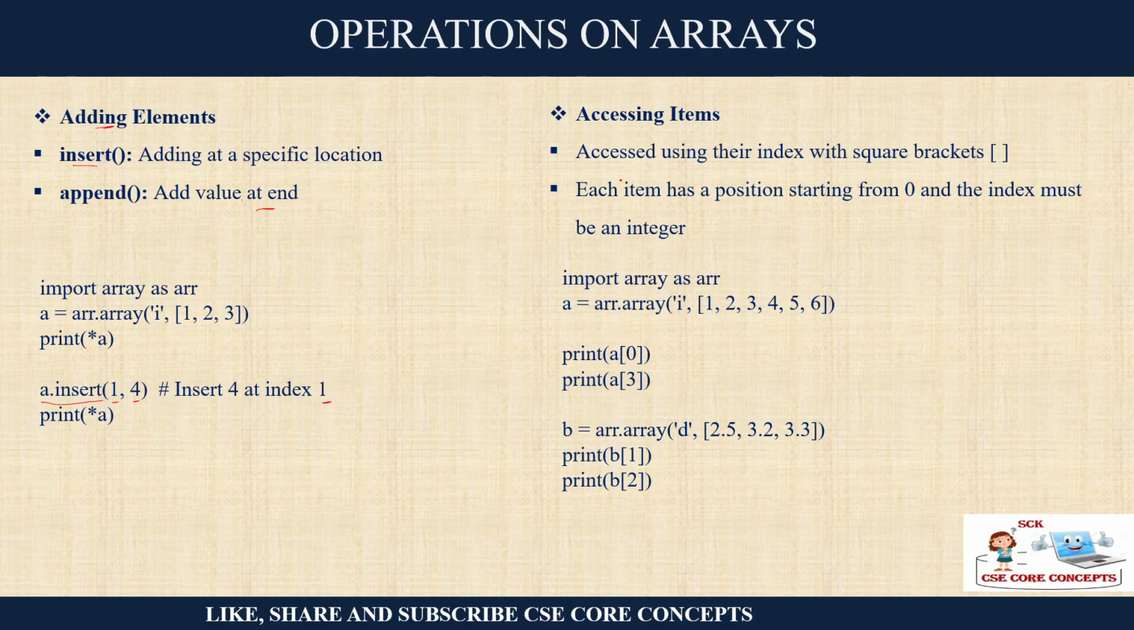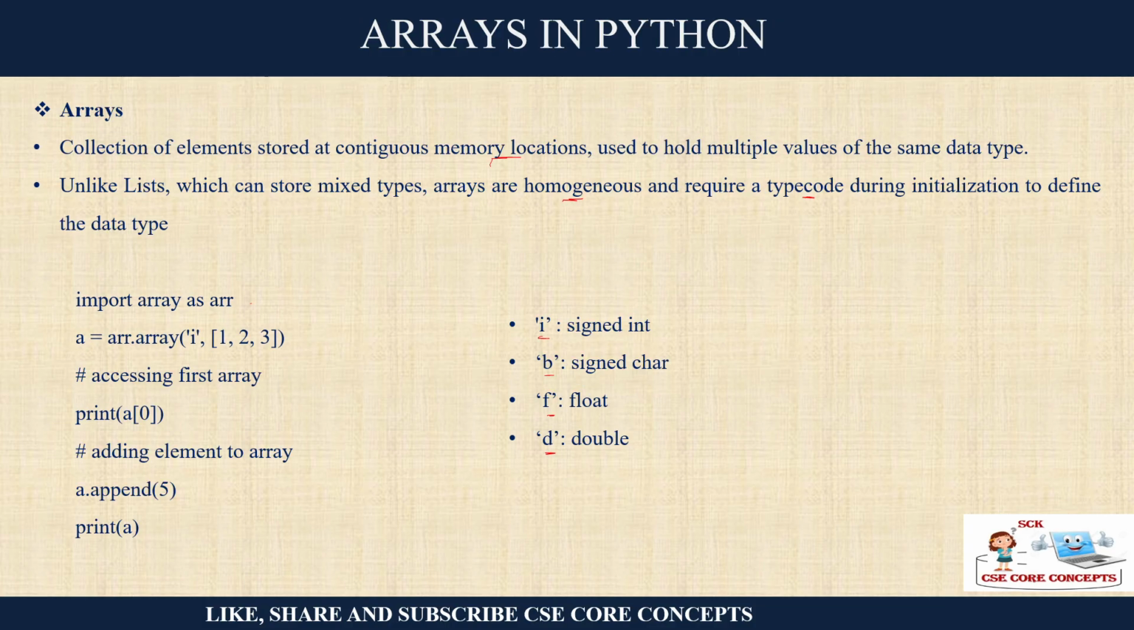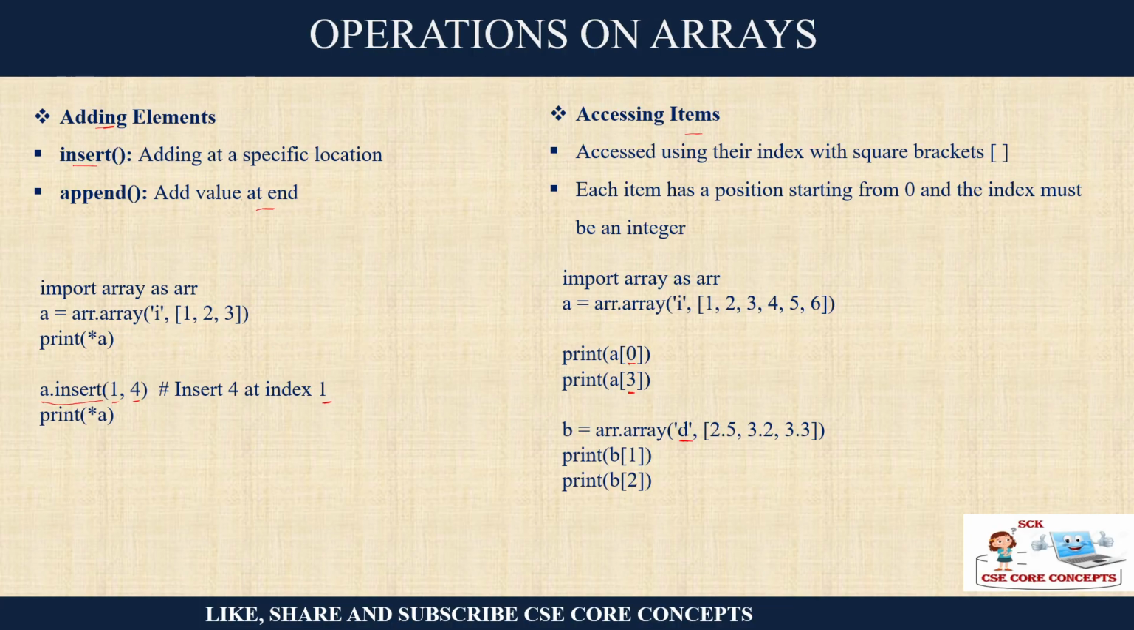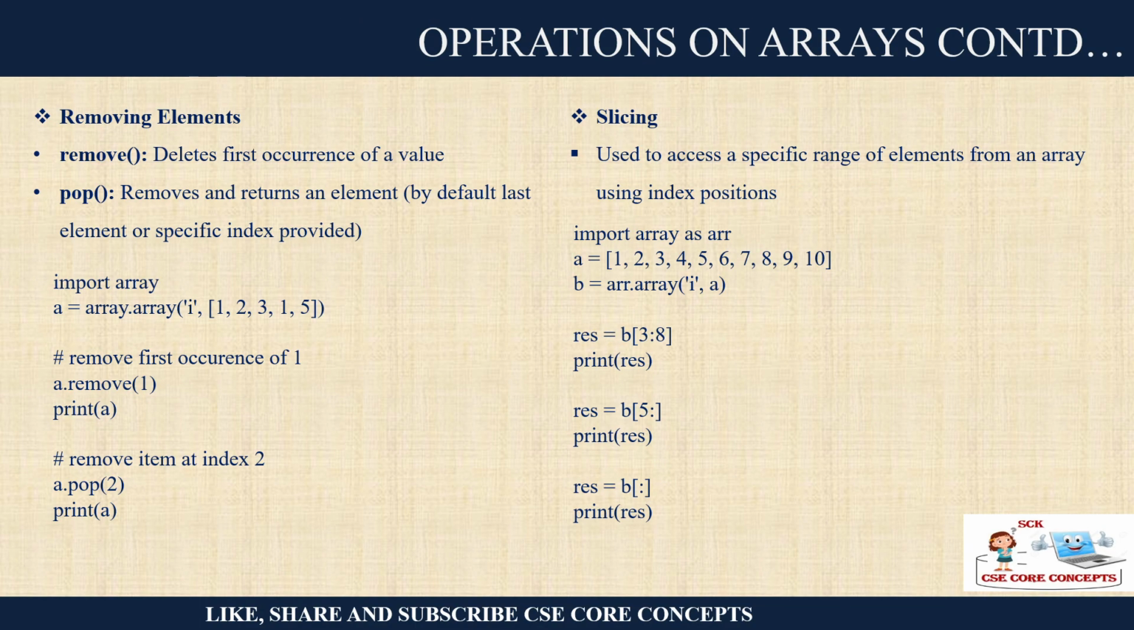Then comes accessing items. How to access the value? You can simply access the values of the arrays using square brackets and the index number. So whatever index, this is D. What was your D for? Double type, right? So you had double, so you can see here you have all the floating values. And you can print the elements by simply accessing the index.